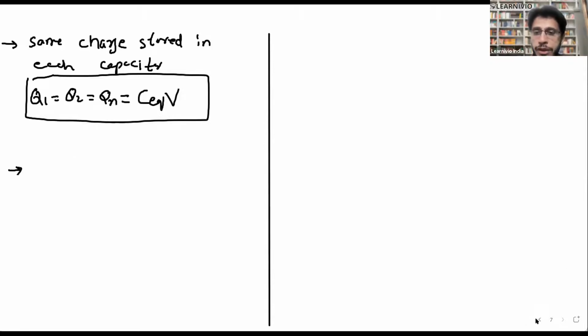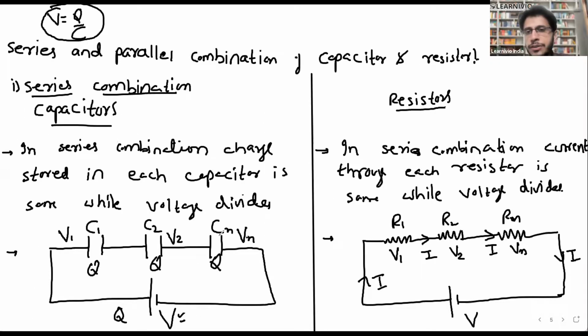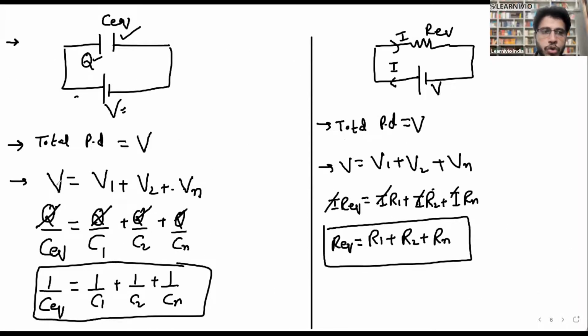But if you need voltage, see, the voltage across each capacitor is different. For the first capacitor, the voltage is Q by C1. For the second capacitor, the voltage is Q by C2. For the nth capacitor, the voltage is Q by Cn. And what is Q? Q is the total charge.